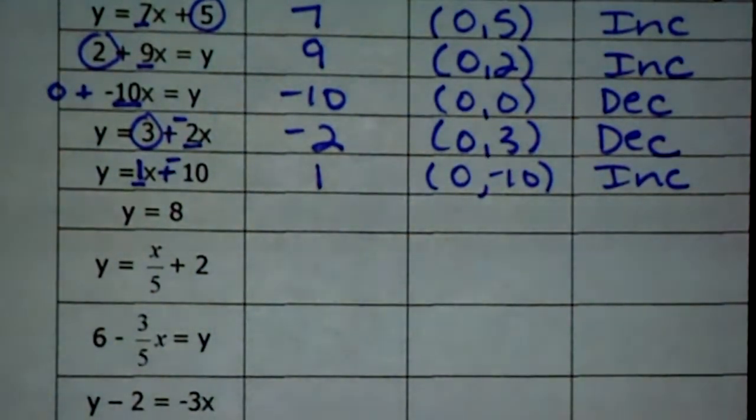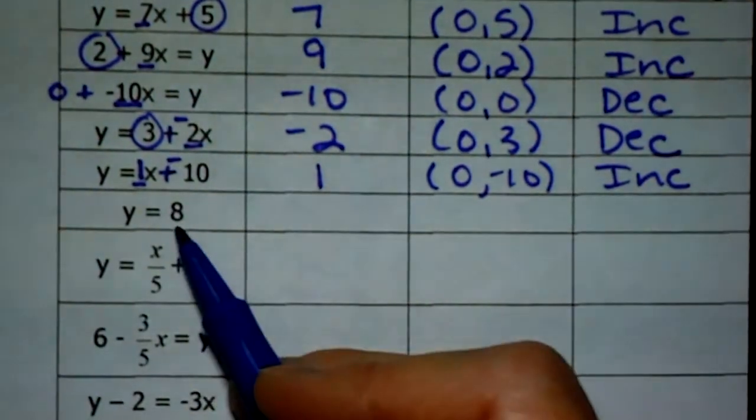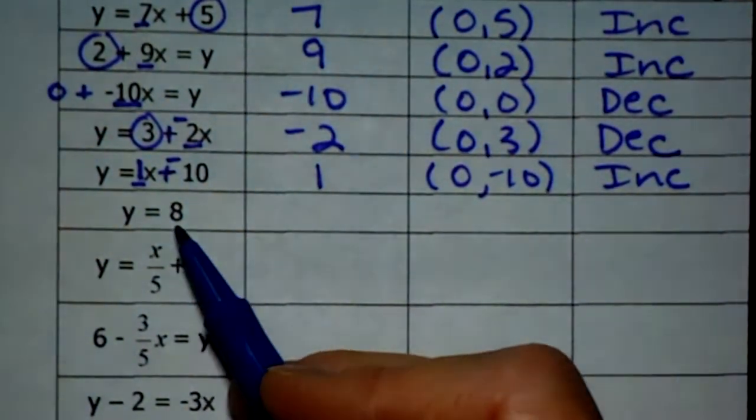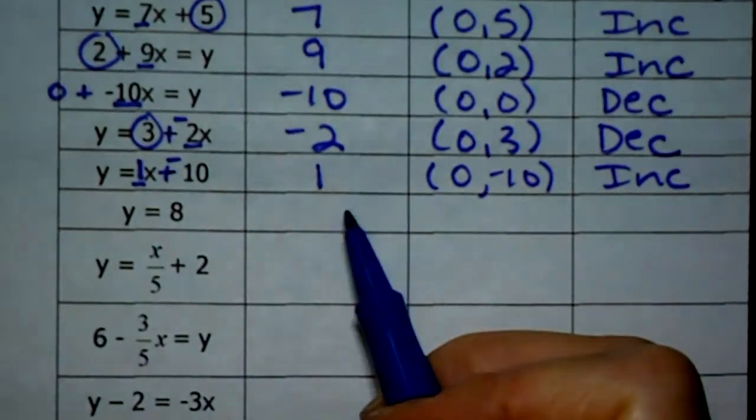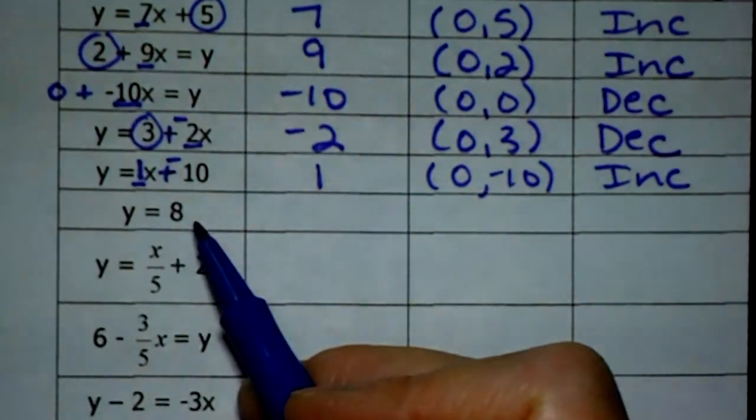Okay, this next one looks kind of crazy, doesn't it? I have just y equals x. It's already solved for y, so that's great. What's the coefficient of x? I don't even see an x. My slope's not 8 because 8 doesn't have an x next to it, right?